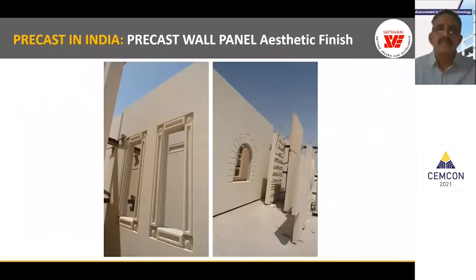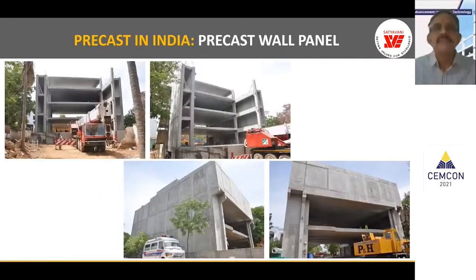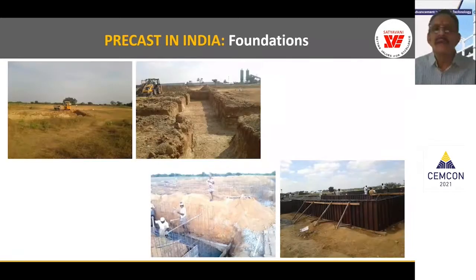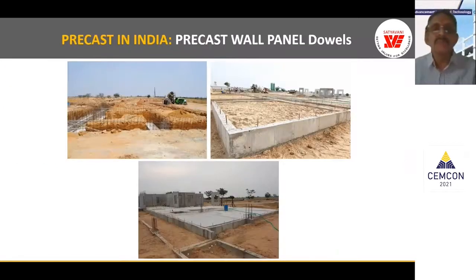And this is the aesthetic finish. We have acid finish and a texture finish and this kind of aesthetic treatment of the windows also is possible. And this is the precast wall panels photographs and foundations. Also, precast can be done. It is done in Tamil Nadu in one of the housing projects. And dowels for the wall panels. This is the interface between the cast in situ wall and precast wall.